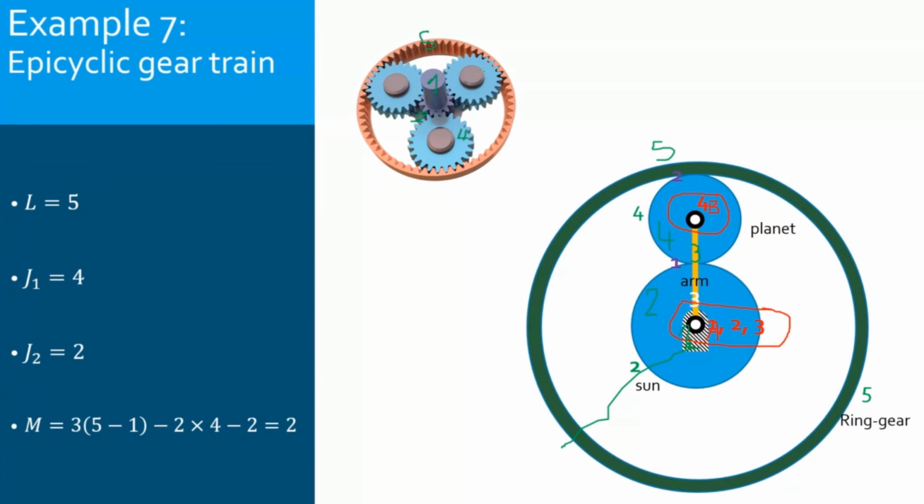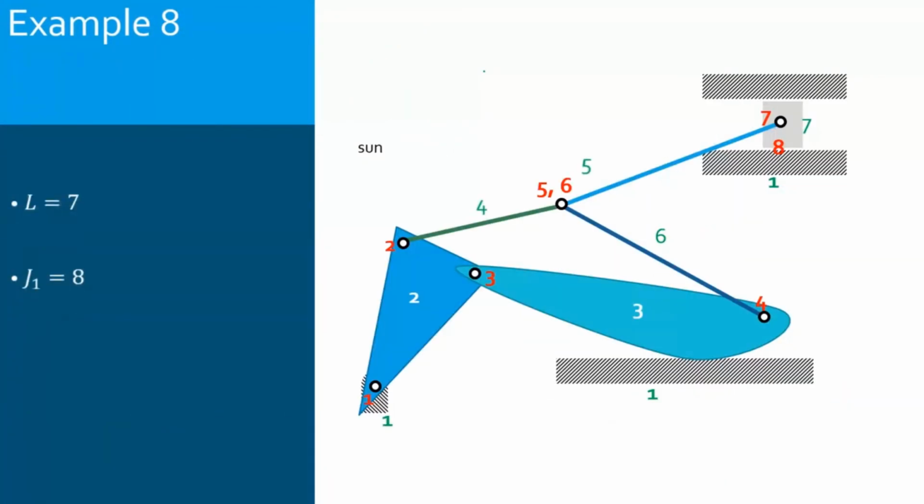mobility is 2. So here it is a good example of a real and useful mechanism with a mobility equal to 2. What does this mean? I need 2 inputs. So for example, you can control independently the sun and the arm. So the rotation of the sun and the arm can be independent of each other. So you fix the velocity independently. They can have or not the same velocity. They can have or not the same direction. So you have 2 possibilities to control the motion. Okay.